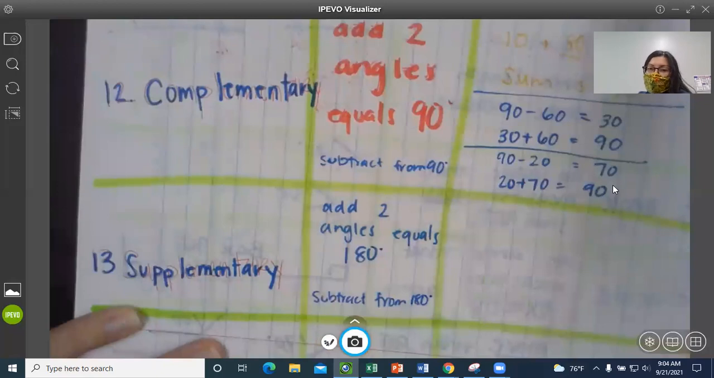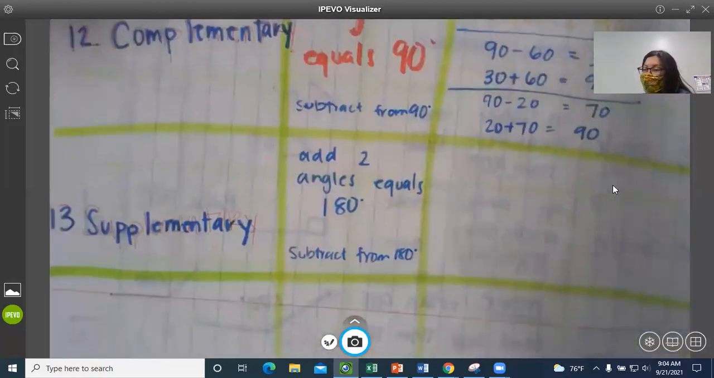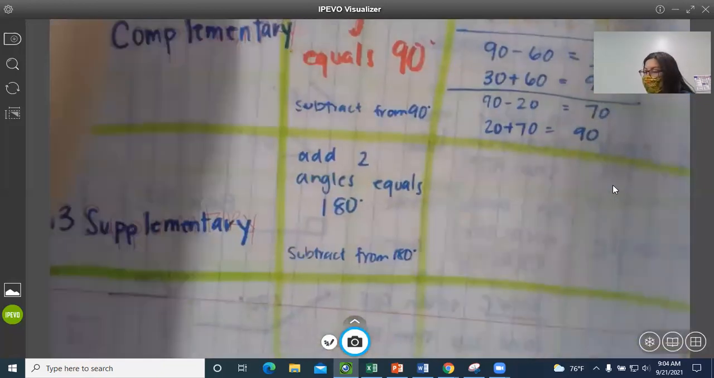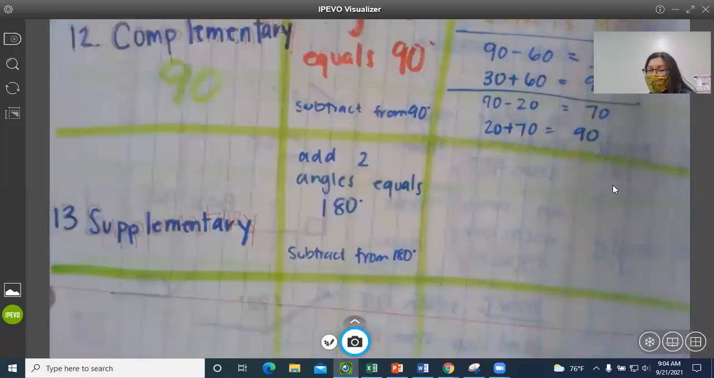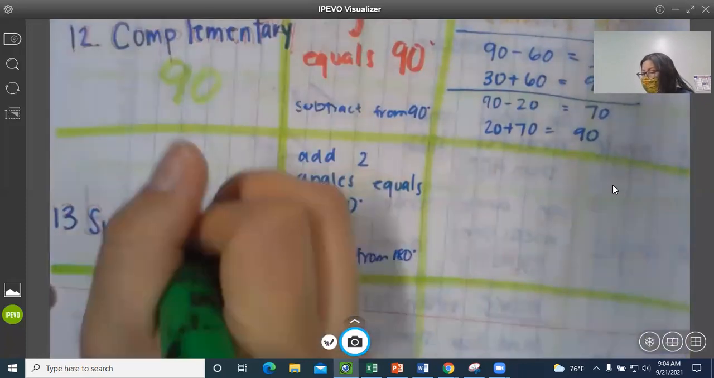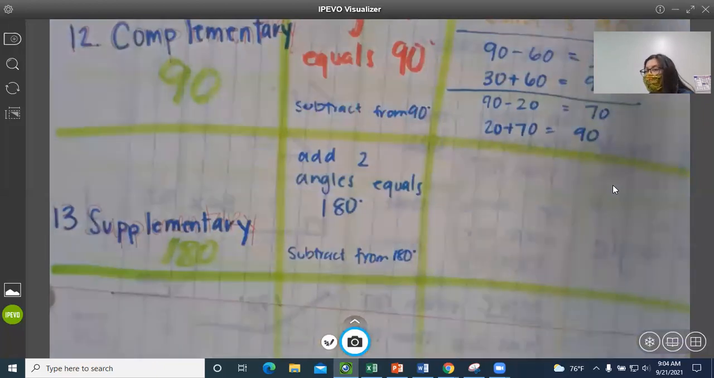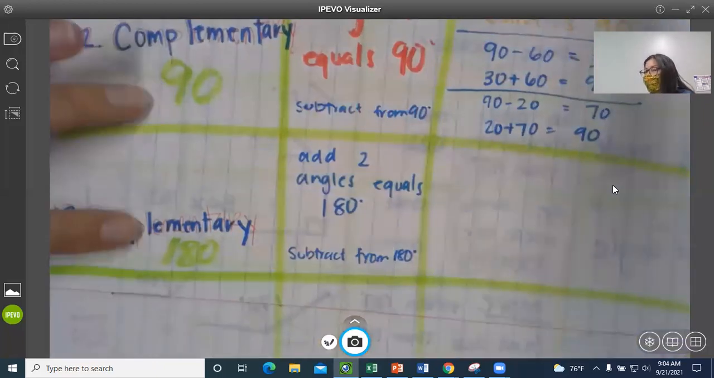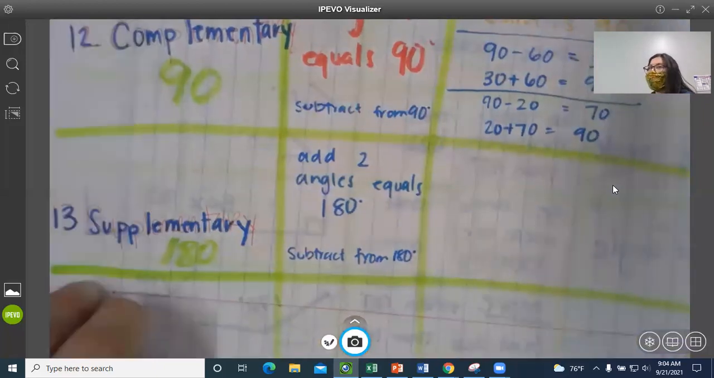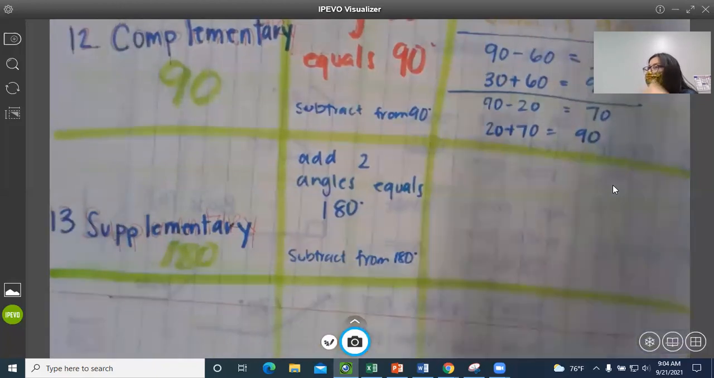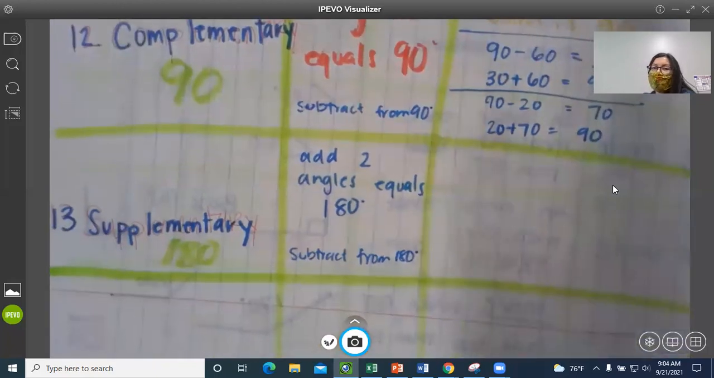Okay, so when you think about complementary, think about 90. When you think about supplementary, you're going to think 180. Okay, those are the 2 numbers you need to remember. You won't be able to use notes, so please remember those numbers. We'll do some review before you have to take your test.